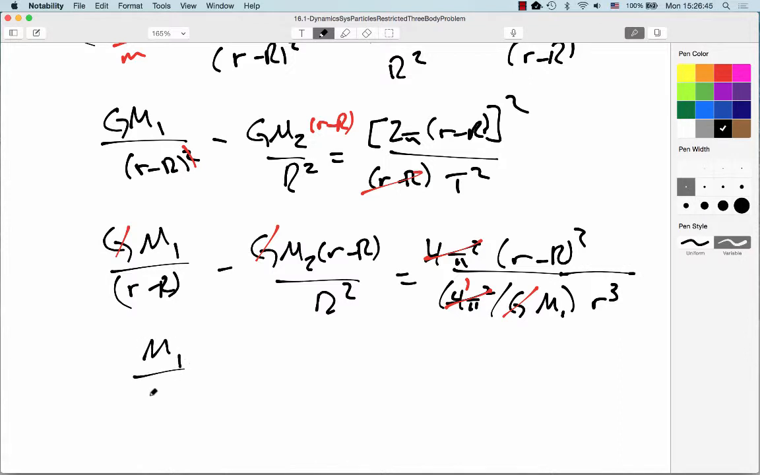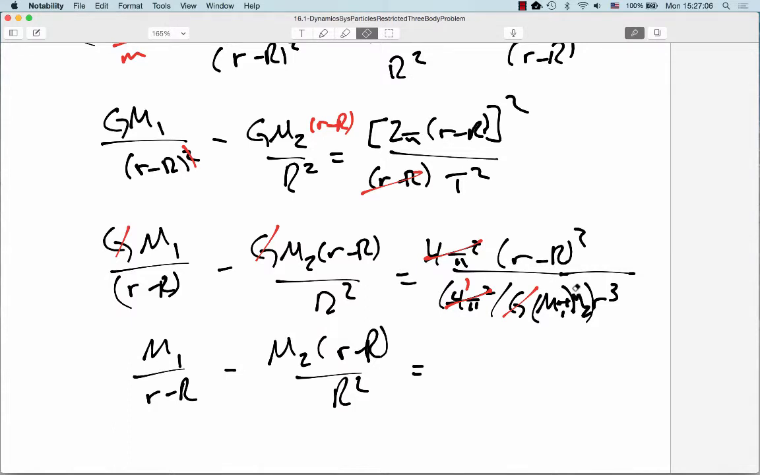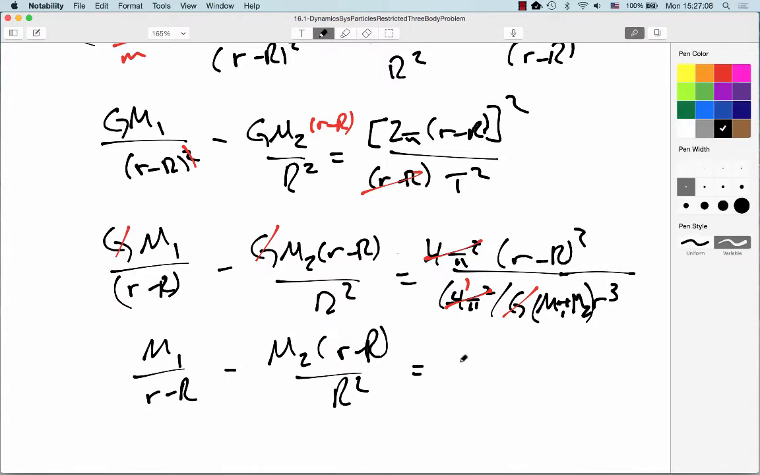We get m1 over r minus r minus m2 times r minus r over r squared equals, I'm sorry, this should be m1 plus m2 here. Equals m1 plus m2 times r minus r squared over little r cubed.